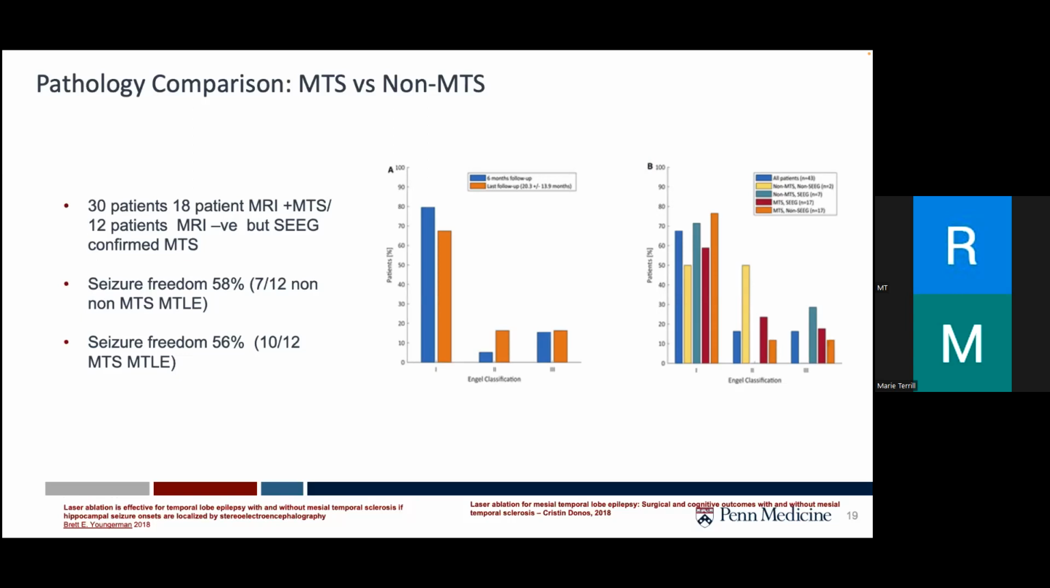Again, I think what it drives to say is that if you have a carefully selected subset of patients, even without radiographic evidence of mesial temporal sclerosis, laser interstitial thermal therapy can be a reasonable first option to offer these patients.